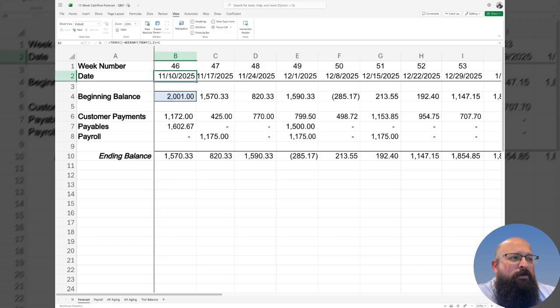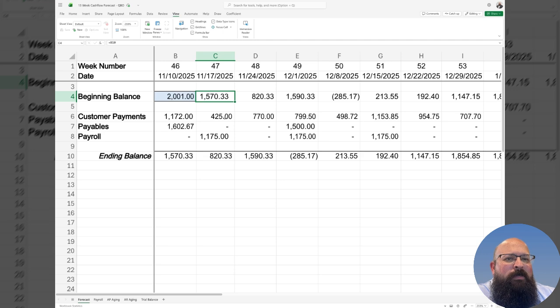This formula is basically going to give us the Monday of the week that we're in. So I am doing this on the 11th of November. That means it's going to give us the Monday date, which is 11/10. And that's how we get the week number for this forecast. So we get the bank total from the trial balance. The customer payments come in from the AR aging detail report. And then the payables come in from the AP aging.